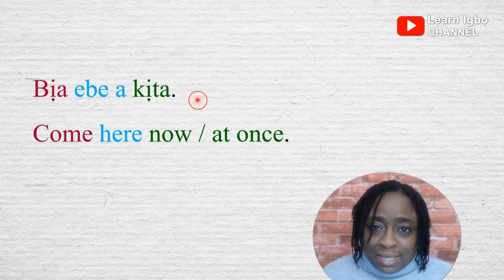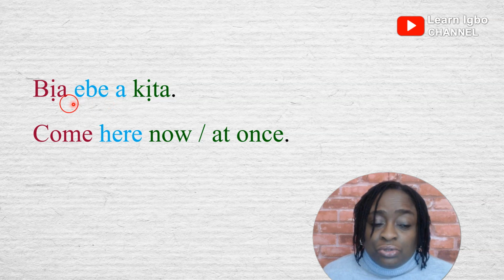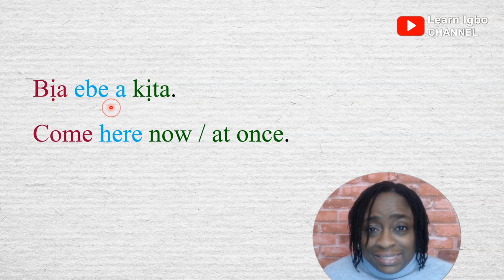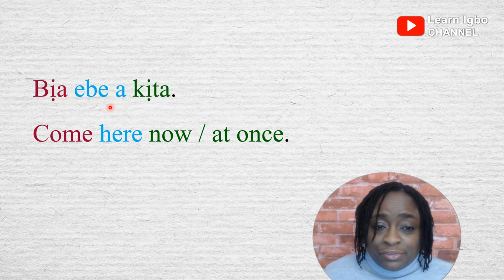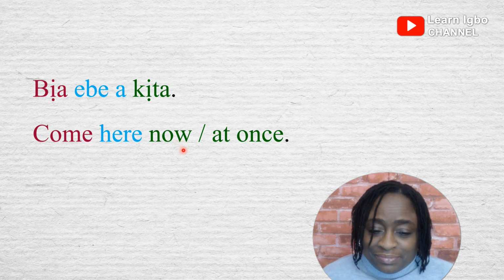Bịa ebe a kịta. Come here now, or come here at once. And sometimes, like I said before, when something is repeated, you know they are intensifying what they're saying. So you could say bịa ebe a kịta kịta. So bịa ebe a kịta or bịa ebe a kịta kịta. Come here now or come here at once.